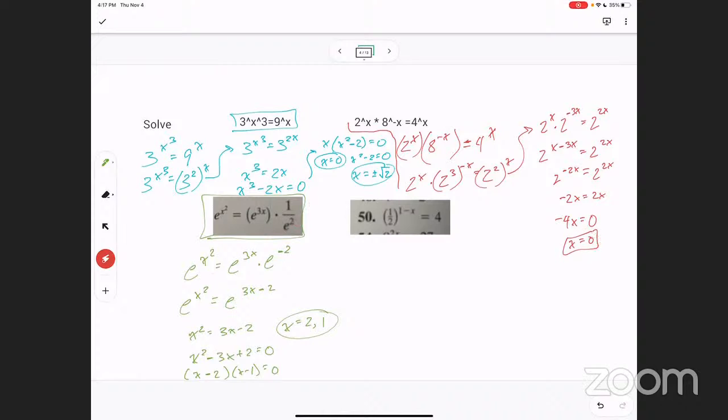You could do the same with this. Plugging 0 in here, this is just going to be 1, this is going to be 1, and this is going to be 1. So definitely that works. And same with these. You can plug them in and check it out.